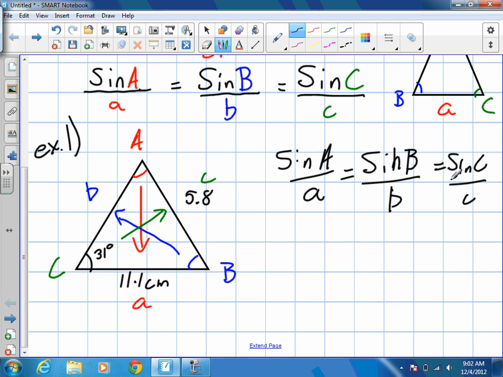Now, in this triangle, there's a couple things I can solve for. I'm missing a side, and I'm also missing 2 angles. I'm going to solve the whole triangle. We're going to go through the process of finding every unknown side.